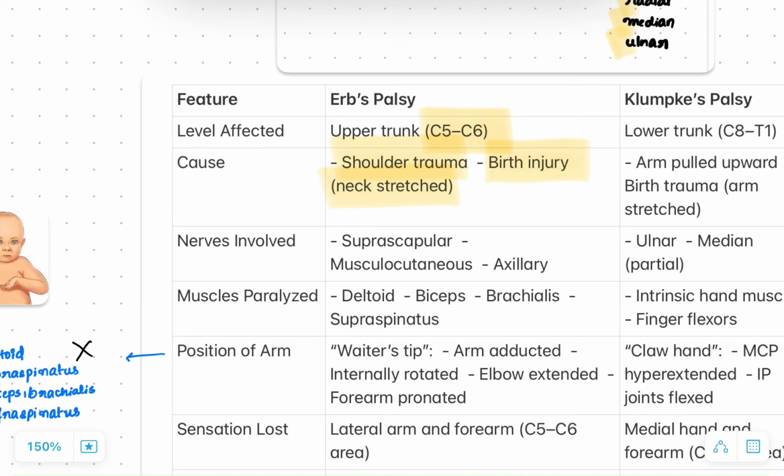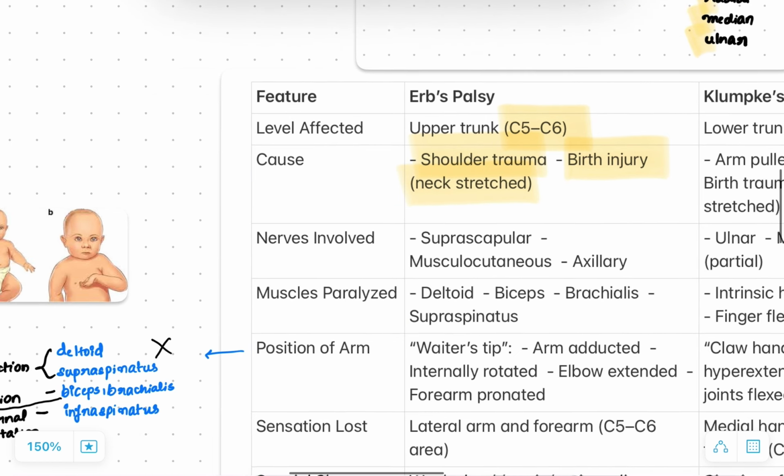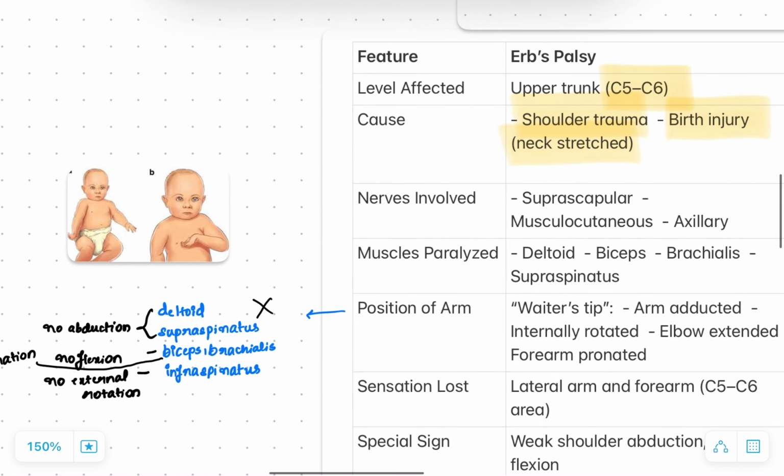Next, the nerves involved are the suprascapular, musculocutaneous and the axillary nerve along with a part of the radial nerve, because the radial nerve gets its roots from C5 to T1. So C5 and C6 are involved here, and a part of the radial nerve is injured. Here deltoid, supraspinatus, biceps, brachialis and infraspinatus are injured. So there will be no abduction, no flexion, no external rotation and no supination.